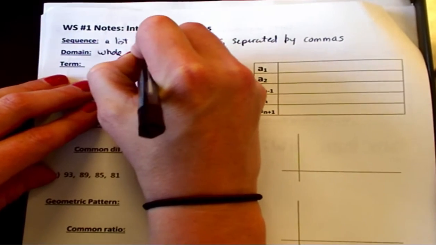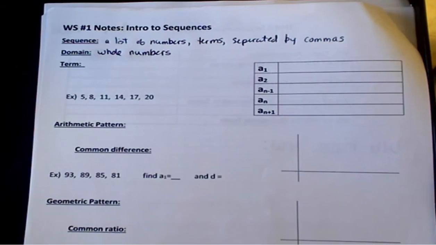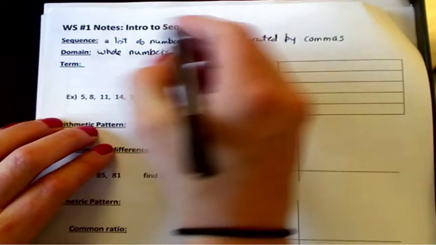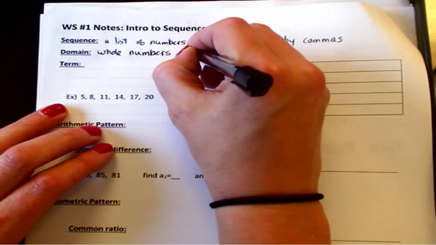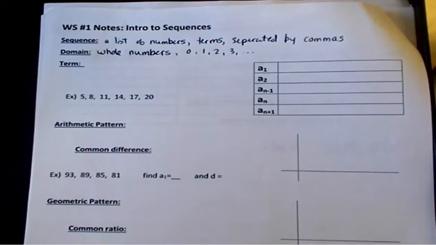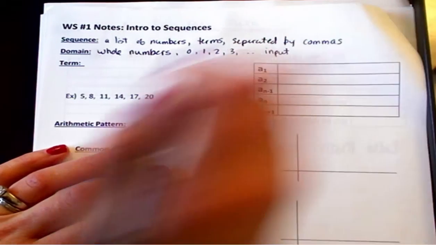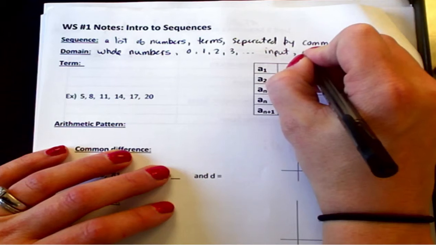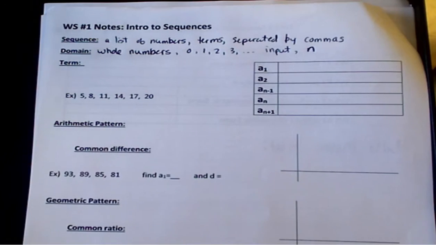Whole numbers. Now, I'm going to include 0 because depending upon what book you look at or how you define your sequence, sometimes they start the counter at 0. And so this would be 0, 1, 2, 3. There are no negative inputs. Remember, domain is your input number. And in this particular unit, we're going to use n as our input instead of x.